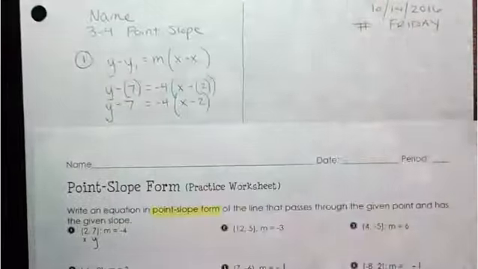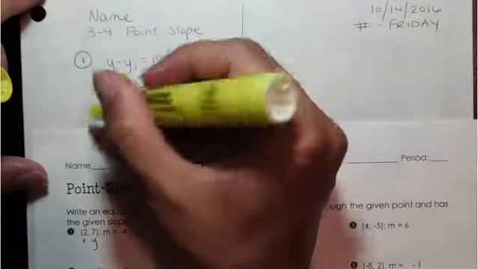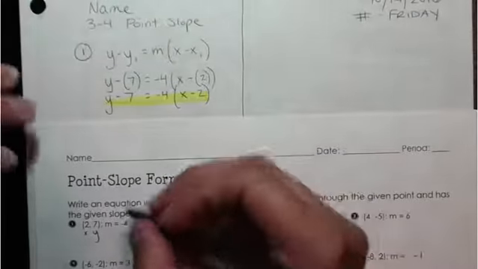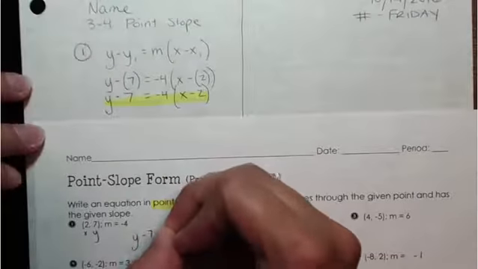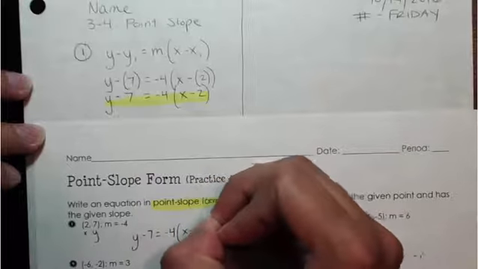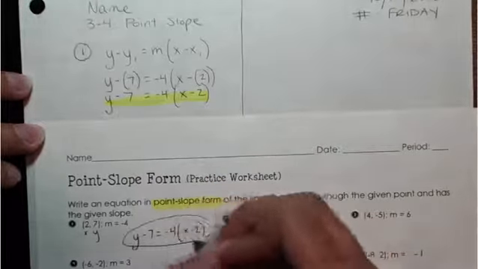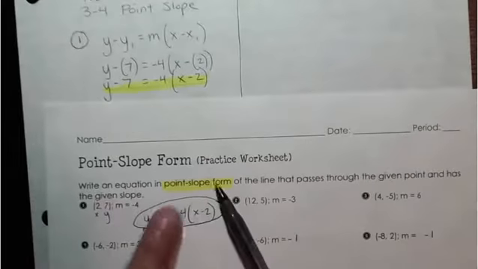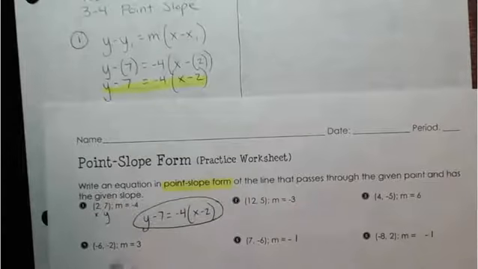Okay, I'm going to go ahead and highlight that answer on my work. And I'm going to rewrite my answer here and circle it. So y minus 7 equals negative 4 times (x minus 2). And I'm going to circle that. That's the answer for the first one. Let's see if I answered the question. Write the equation in point-slope form. That is point-slope form, and I'm done. You're going to do that for 1 through 6.